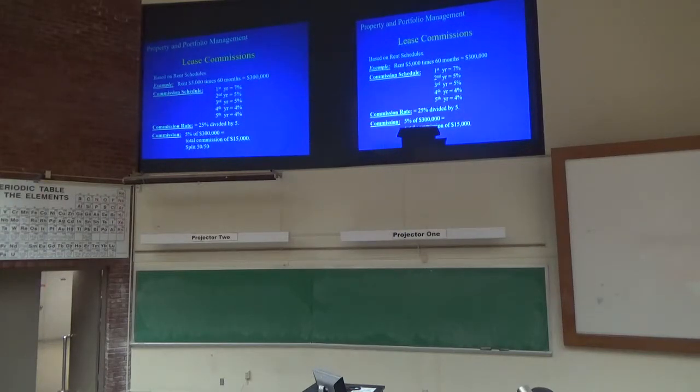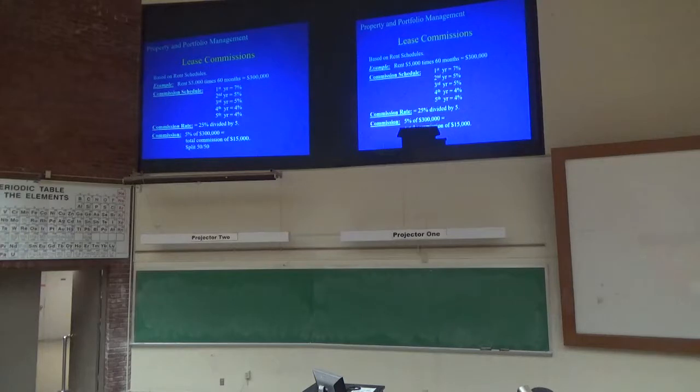When you lease out space, you gotta pay your leasing agent. You gotta incentivize them to go out and find tenants, to put the tenants in the space. And here's a typical rent. It's a 60-month lease at $5,000 a month. So the total lease is worth $300,000.